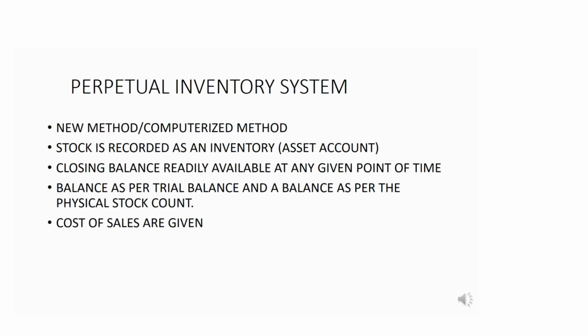Cost of sales is always given. You say sales minus cost of sales, you get what? Your gross profit. But with periodic inventory systems, that's not the case. You need to calculate your cost of sales.